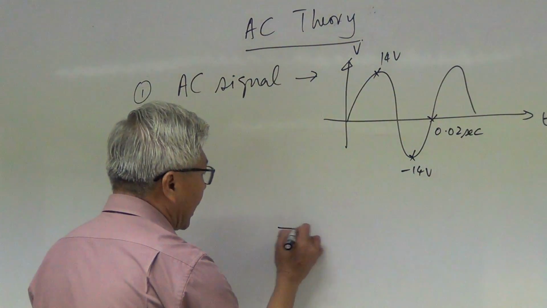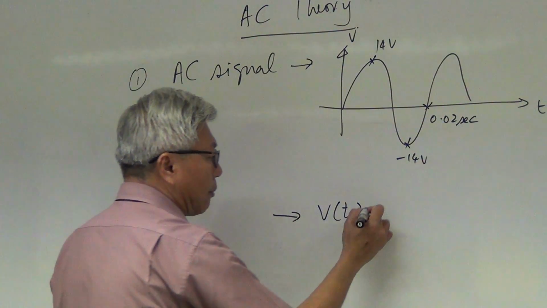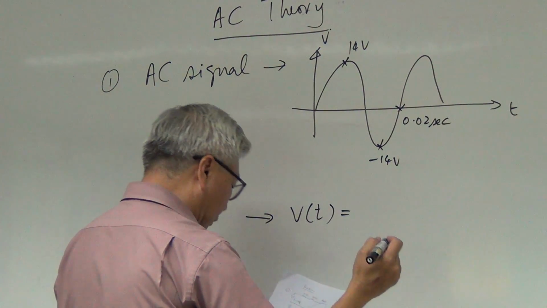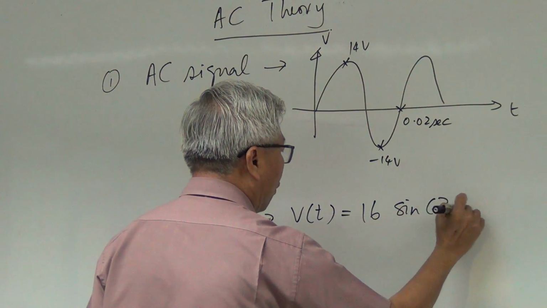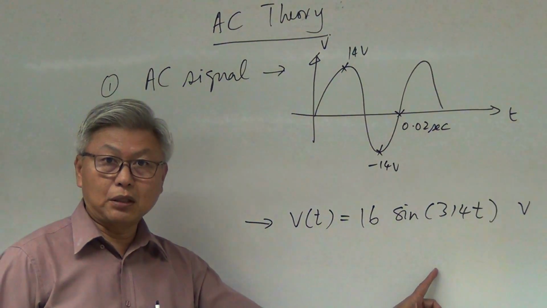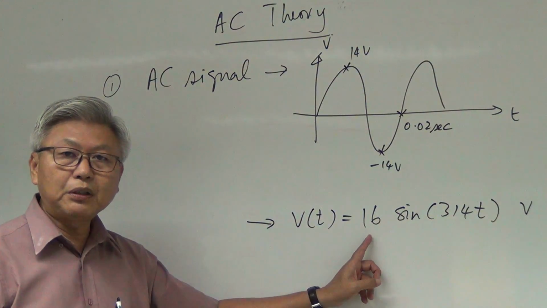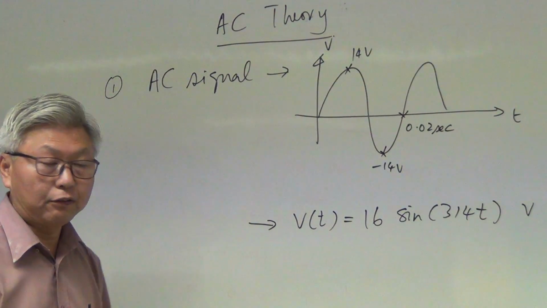Or I can give you a sine wave in a sinusoidal expression. Sinusoidal expression is the mathematical expression. So if I say that v(t) is equal to 16 sine 314t volts, this is a sinusoidal expression. And you should be able to interpret from this sinusoidal expression the different parameters of the sine wave.